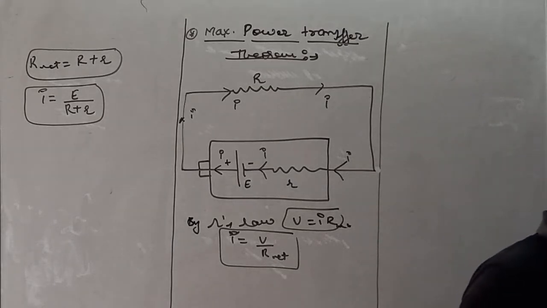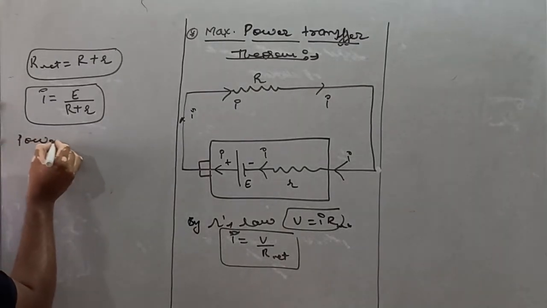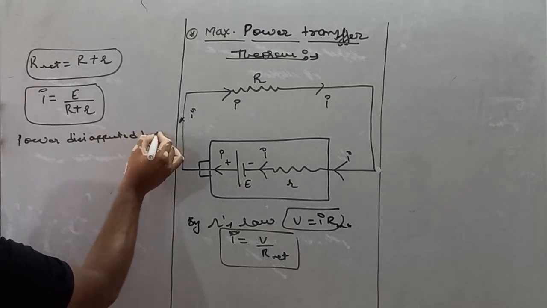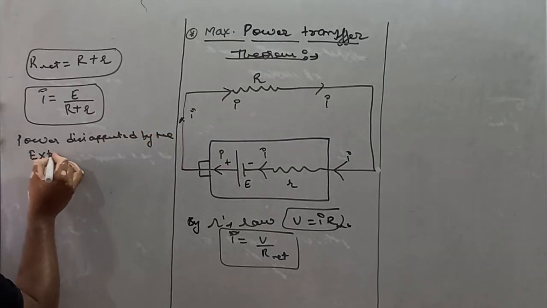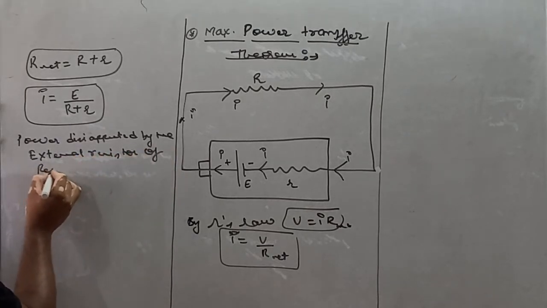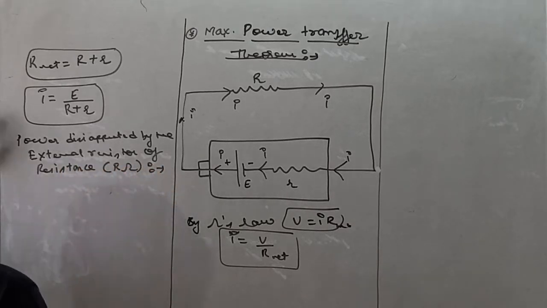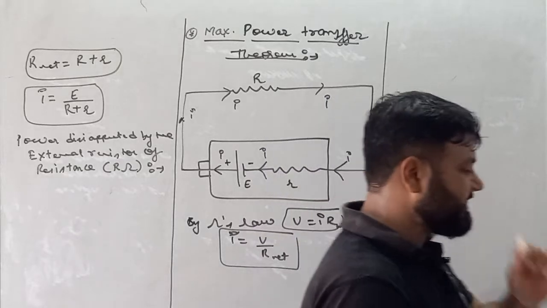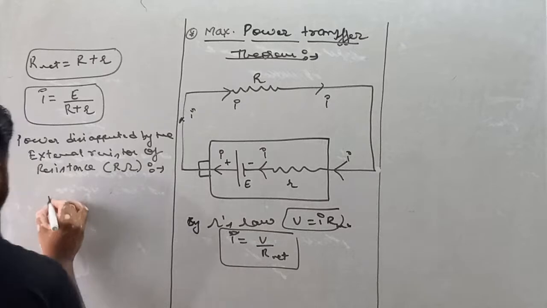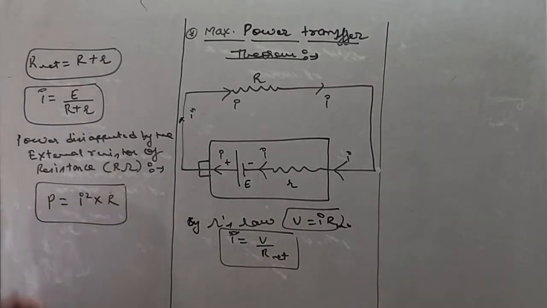Moving forward, my dear students, now let's find the power dissipated by the external resistor of resistance R ohm. We know the formula: P equals I square into R.